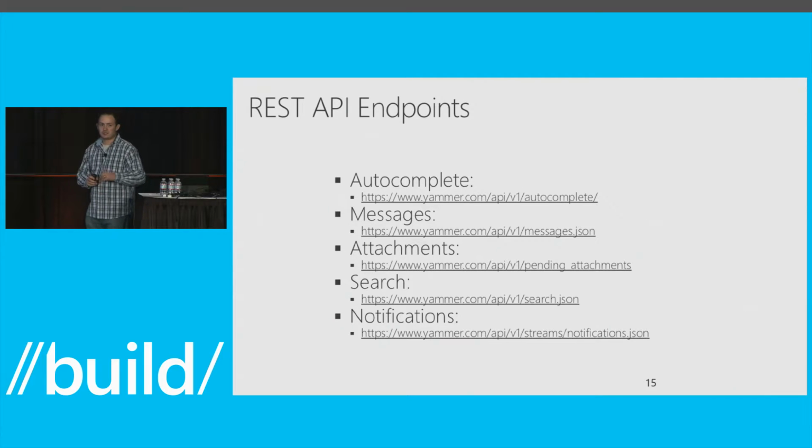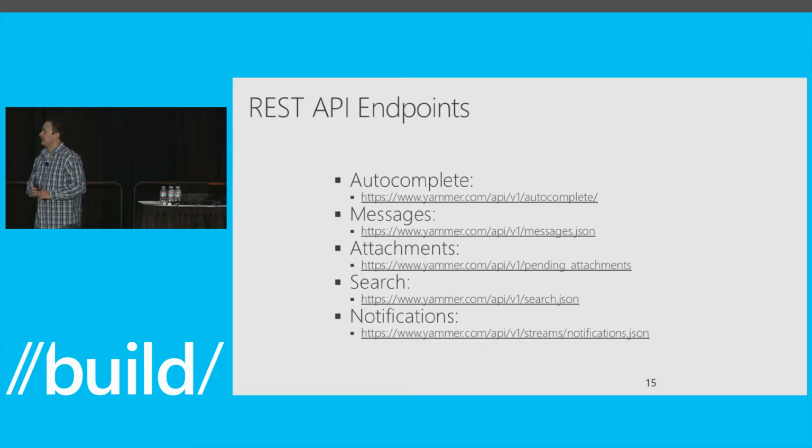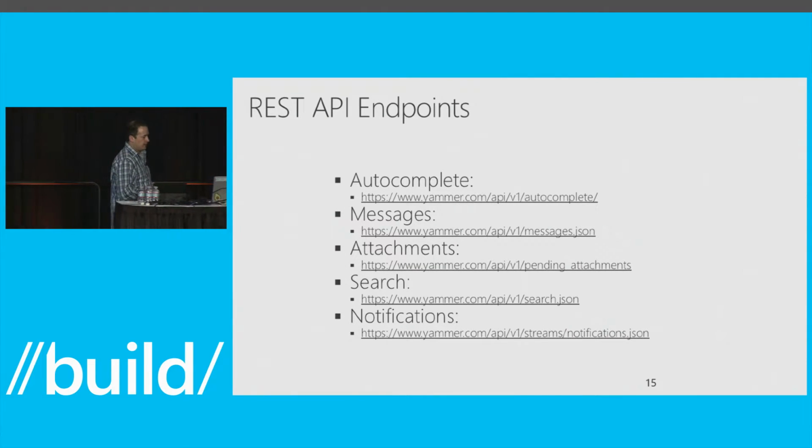Messages, which is to retrieve or send messages from and to Yammer. Attachments, in case you want to upload files. Then there is the search, also to search socially relevant content in the network. And notifications. Many of you have seen, whenever you receive a new message in your inbox or someone mentions you, you get the notifications. So these are the main buckets of our API.